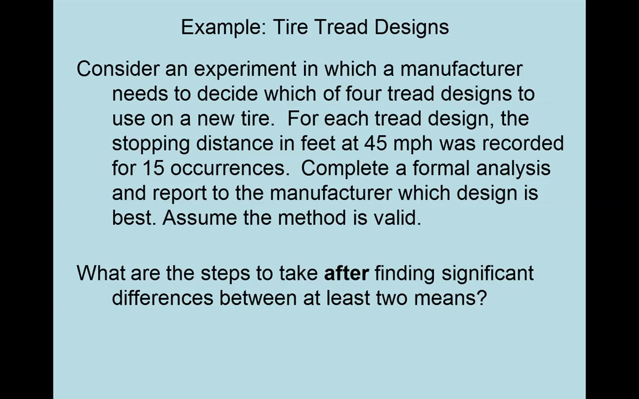So again, let's go back to our example where we have a tire manufacturer trying to decide which of four tread designs is going to be best on a new tire. So they put tires on cars, went to 45 miles per hour, and then tried to stop as quickly as they could, and they measured how long it took to stop for 15 observations for each of four tread designs. So what are the steps you would take after finding a significant difference from the ANOVA F test?